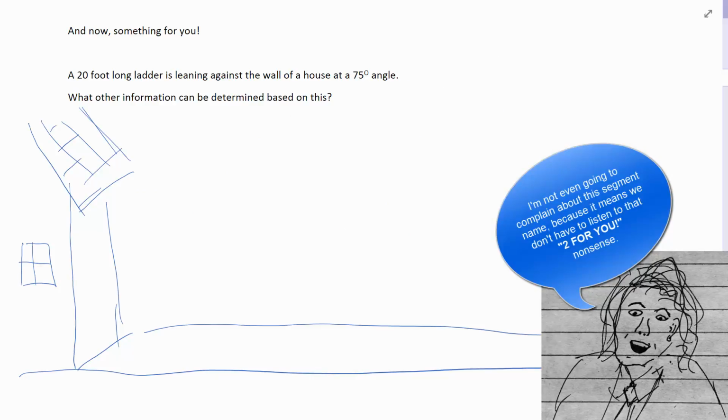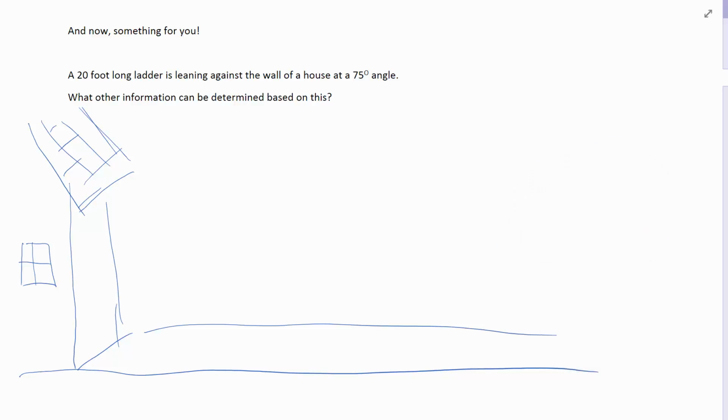And now, something for you. A 20-foot long ladder is leaning against the wall of a house at a 75-degree angle. So let's imagine we've got this ladder here against the house, so that it creates with the ground a 75-degree angle right in there, 75 degrees. The ladder itself, that's this guy here, is 20 feet long.